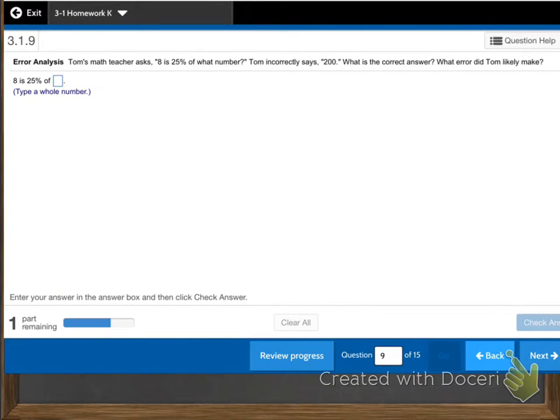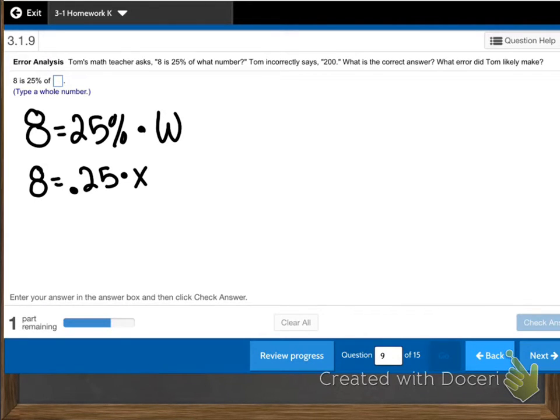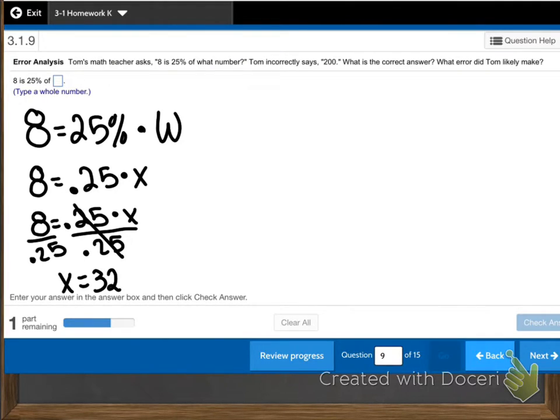It's a long question. Tom's math teacher asks, 8 is 25% of what number? Tom incorrectly says 200. What is the correct answer? So 8 is 25% of blank, of what number? The blank is the whole. So if I'm trying to figure out my whole, my total, 8 is my part, 25 is my percent, so 8 equals 25% times W. Then I'm going to translate that. So 8 equals 0.25 times X. Divide both sides by 0.25. The 0.25s cancel out. So on the right-hand side, all I'm left over is X. And 8 divided by 0.25 is 32. So X equals 32.